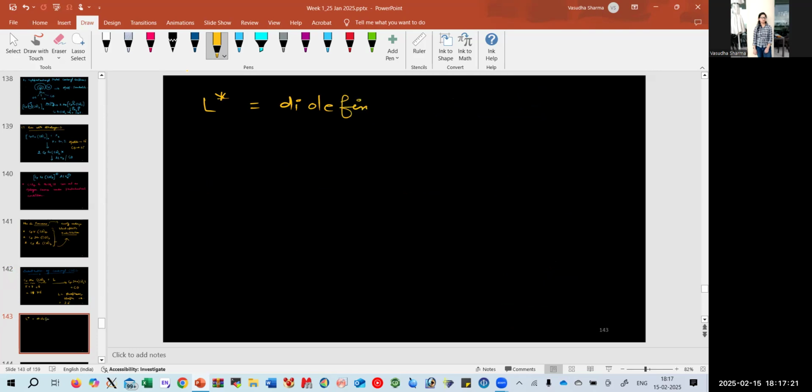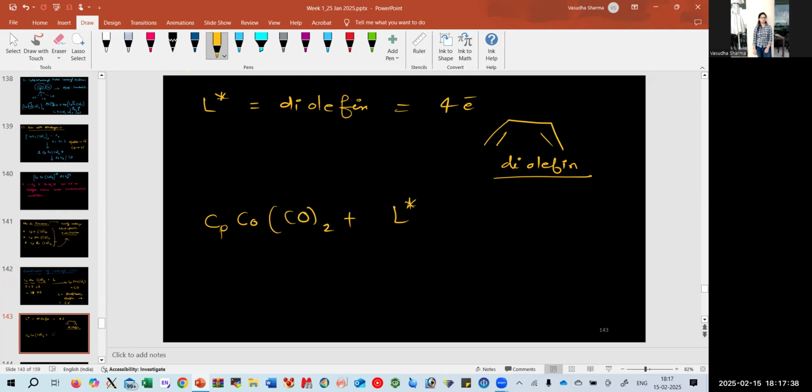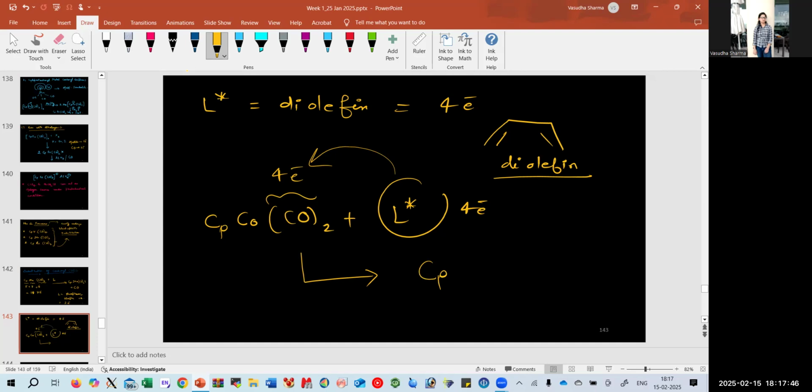Diolefin meaning it is having 4 electrons. Say, for example, this way. So this is a diolefin where we are having 2 double bonds. And now when I'm having a Cp cobalt CO whole 2, and now introducing a ligand L star. This L star is 4 electrons, and these 2 COs are 4 electrons. It would immediately replace this one, making CpCO L star plus 2 CO.